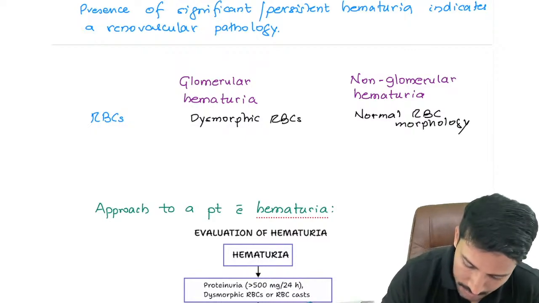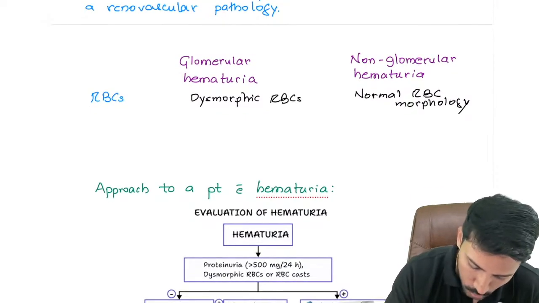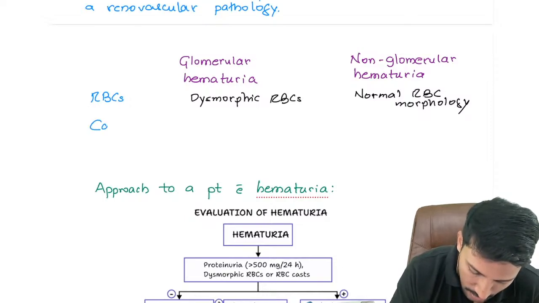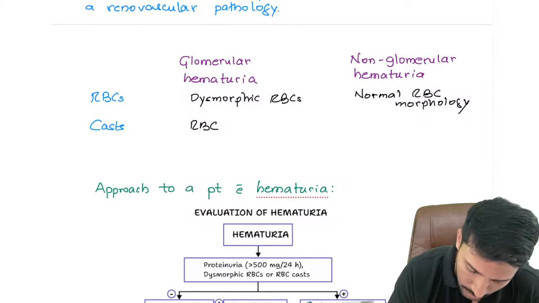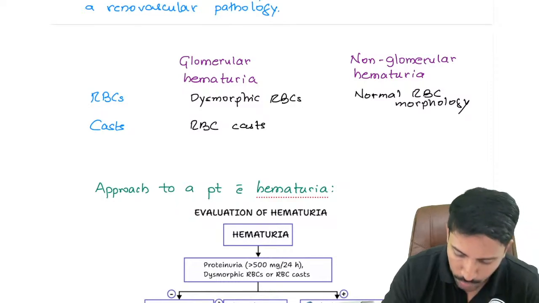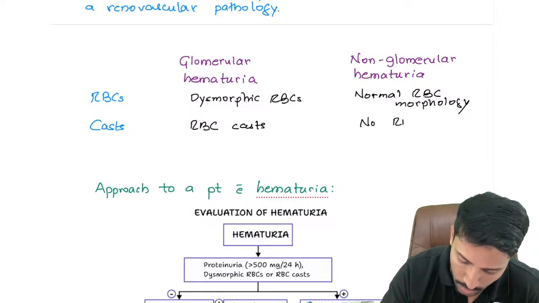Okay. And then if there is glomerular injury, they may be associated with RBC casts. If it is non-glomerular hematuria, there will be no RBC cast. So what are these RBC casts?